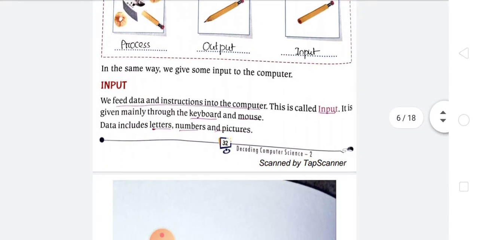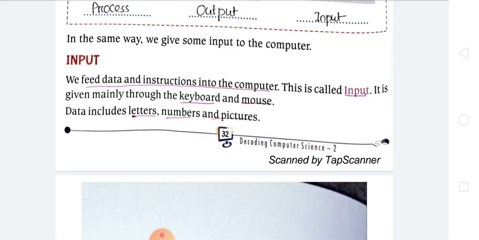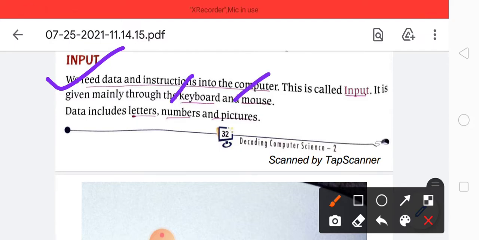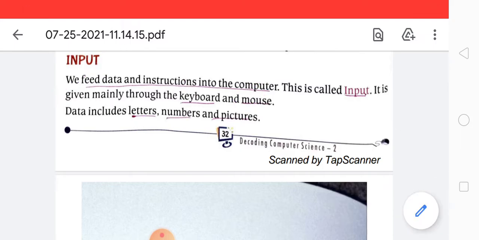Now about the input: we feed data and instruction into the computer, and this is known as input. It is given mainly through the keyboard and mouse. The data and instructions that we give to a computer are known as input, and the input devices through which we put any data into the computer are the keyboard and mouse. The data includes letters, numbers and pictures.